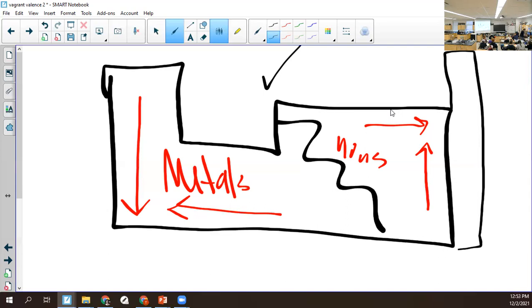Okay. Here we go. We had 4 questions. Number 1 said, what does the heavy staircase separate? Metals and nonmetals. Nailed it, right? Who had that? Who taught you chemistry A? Okay, never mind. Okay, the staircase does that.